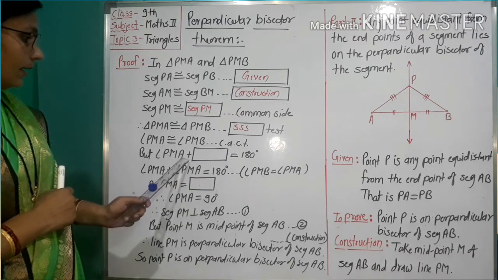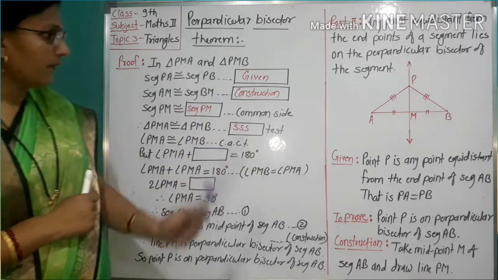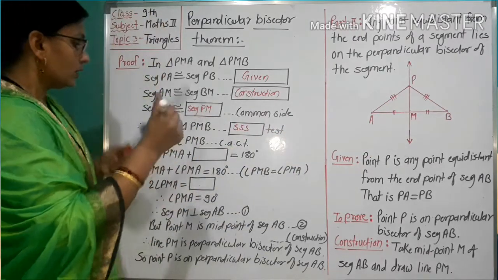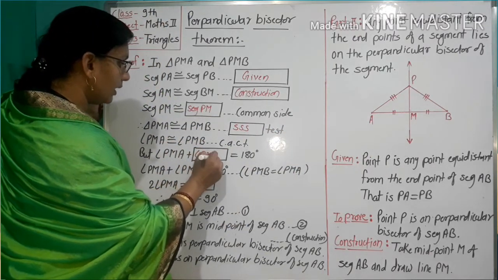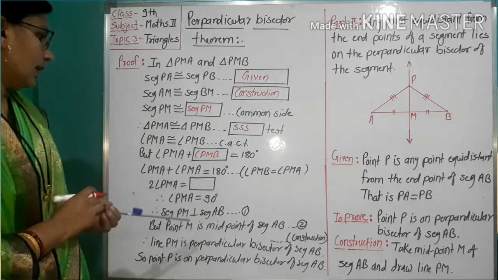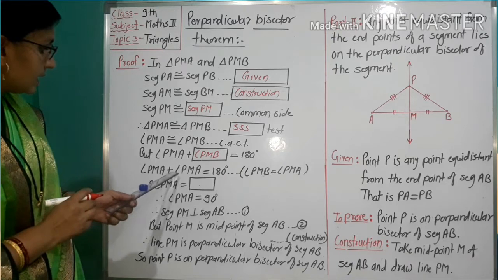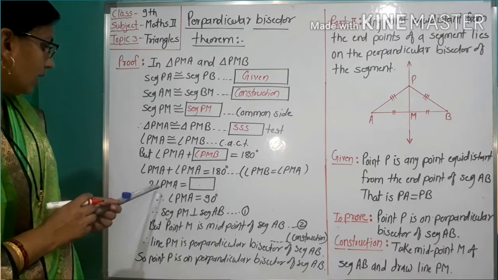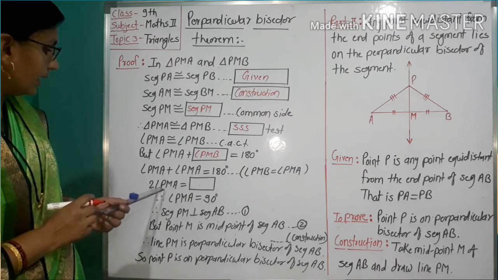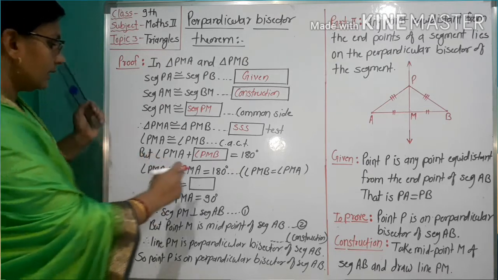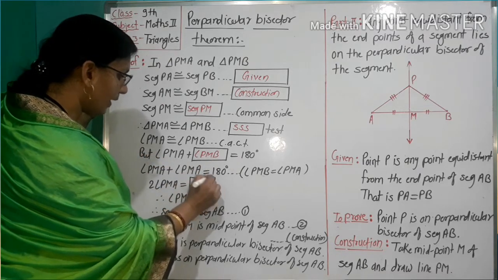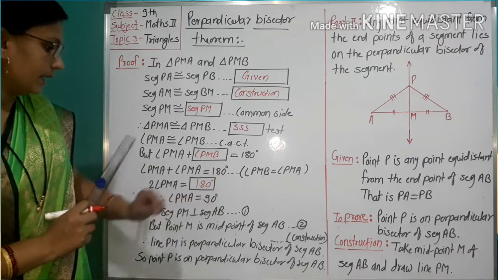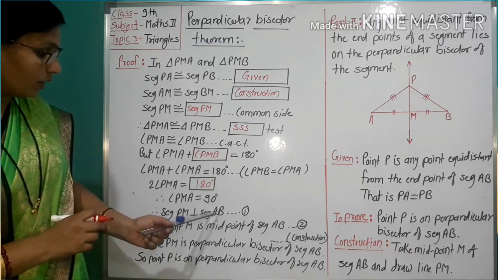But angle PMA plus angle PMB equals 180 degrees in the figure. So here write angle PMB. But here angle PMA plus angle PMB equals 180 degrees. This is given. Now angle PMA equals, write down here, 180 degrees. Therefore angle PMA equals 90 degrees and segment PM is perpendicular to segment AB.